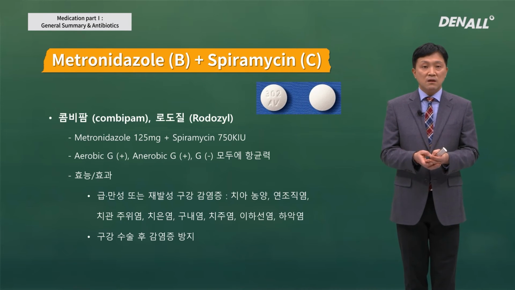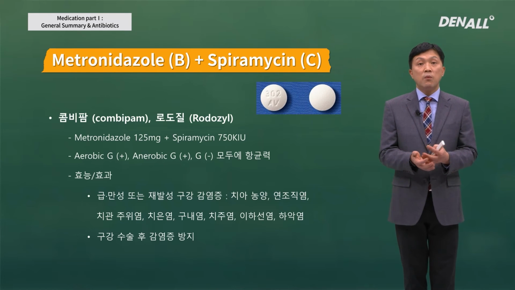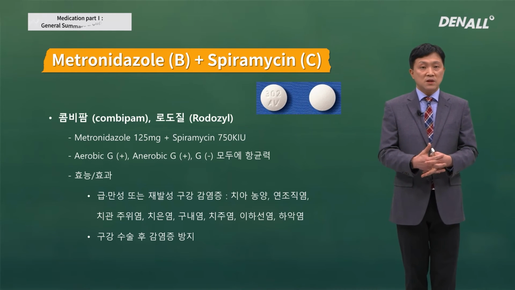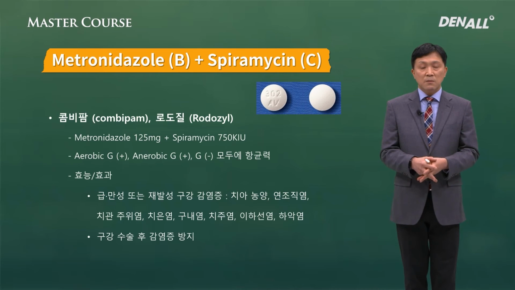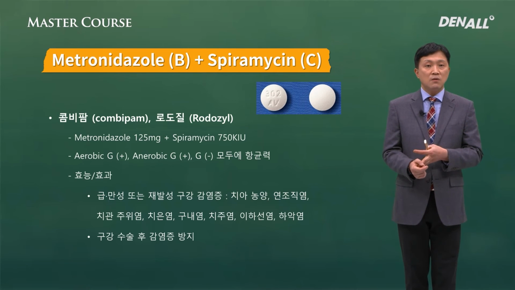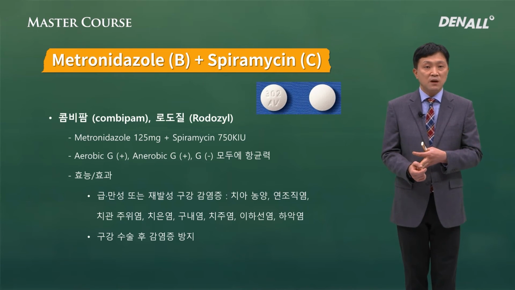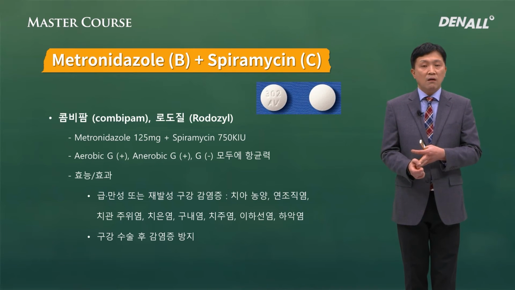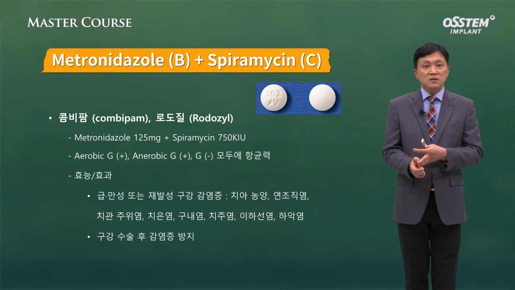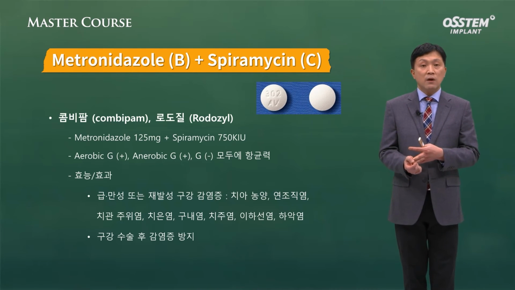Gram-positive, anaerobic, gram-positive, gram-negative. So it has effect for all of those. So Spiramycin is for gram-positive aerobic, Metronidazole for gram-negative anaerobic. However, in Korea, the drugs on the market, I believe, are Combipam and Rhodozil. There may be others.